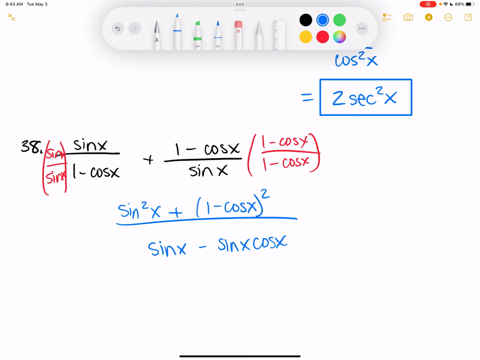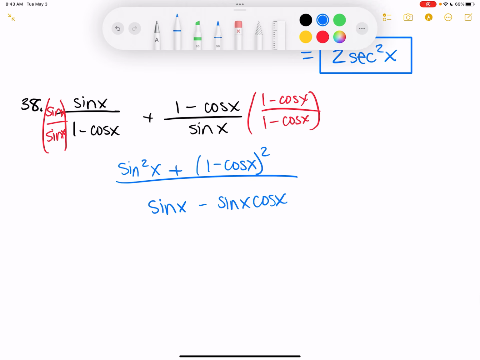You would FOIL the 1 minus cosine of x squared. It's a special type, so what does that give me? 1 plus cosine of x squared. The perfect square trinomial. 1 minus cosine of x? No. Hold on, I need to look at it.